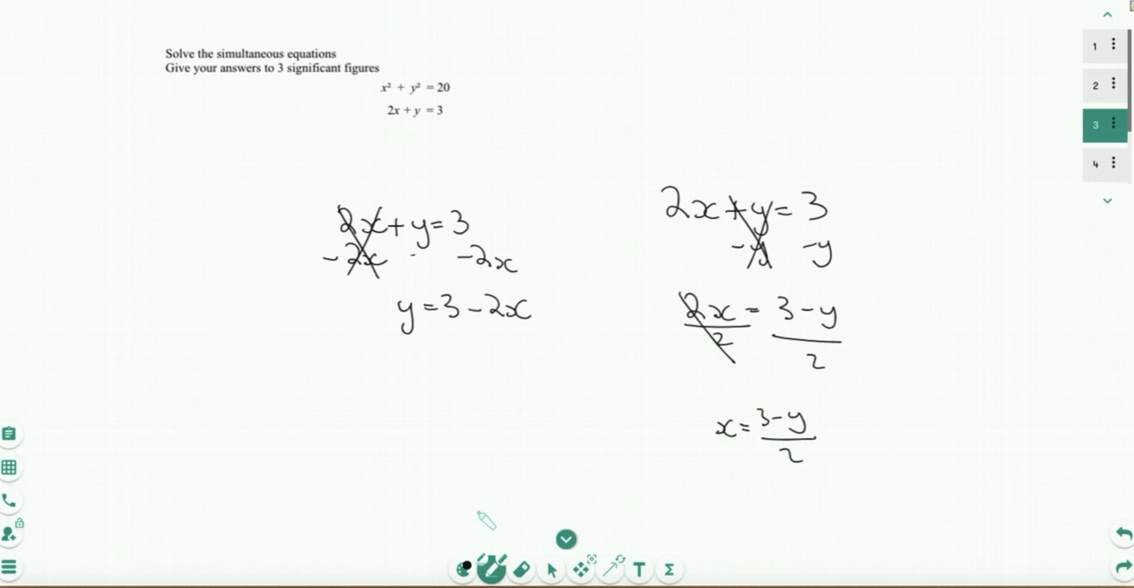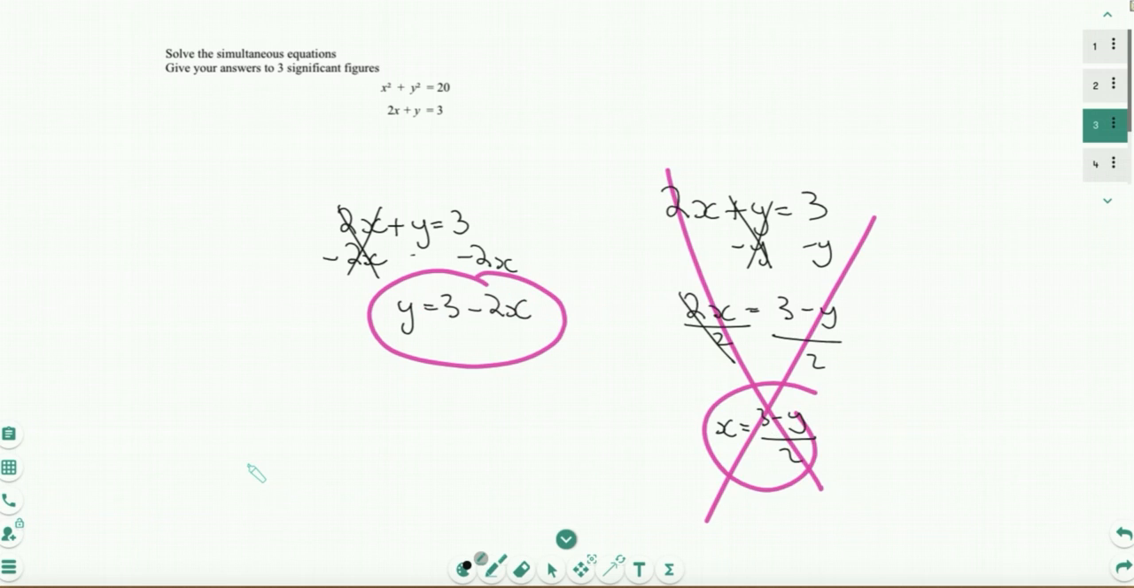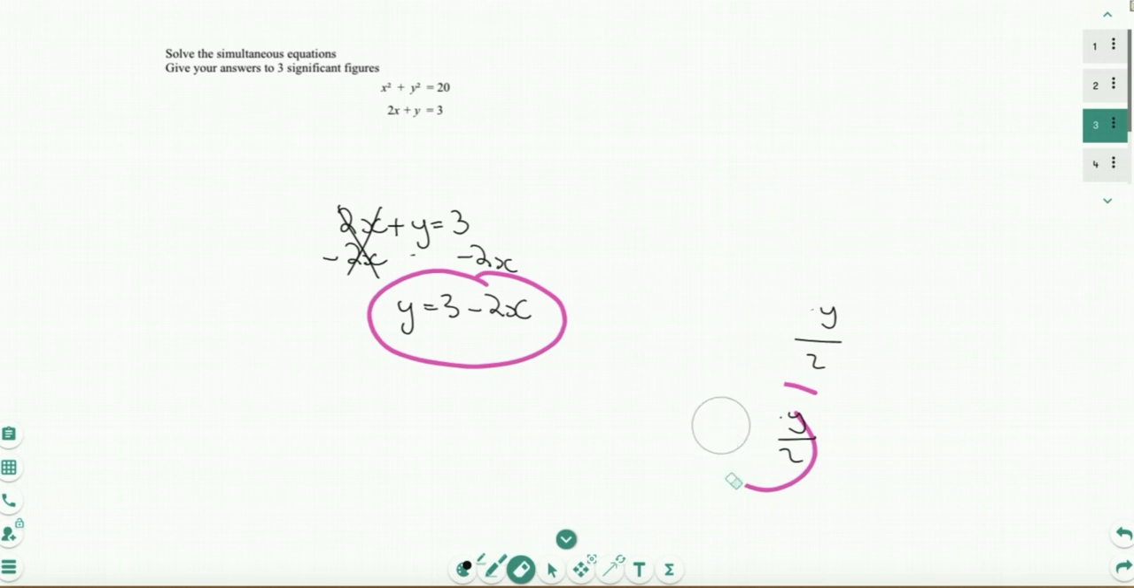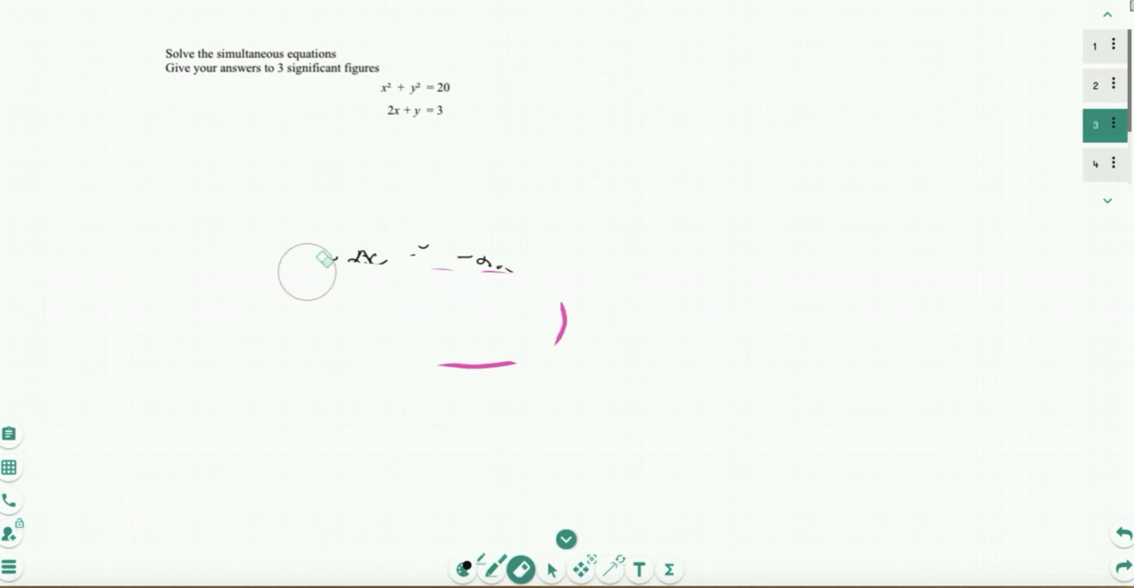Now choose carefully, guys. Which one of these expressions is better? I think it's better when y is the subject, because there's no fraction. Try and avoid fractions, so we don't want to use that. So we're going to use y equals 3 minus 2x. Just make sure you make x or y the subject if it's not already. So y equals 3 minus 2x.